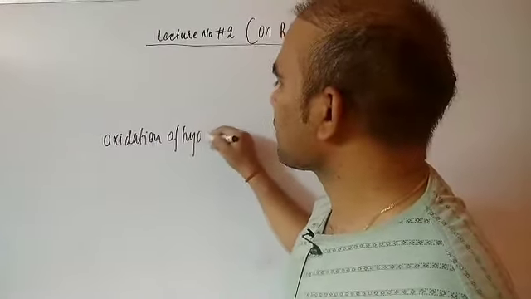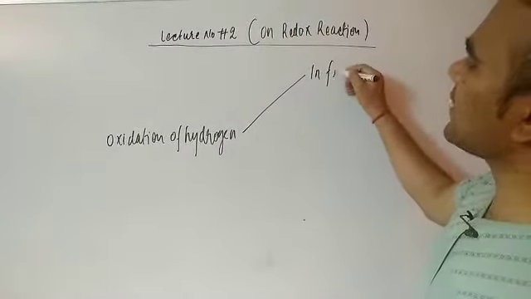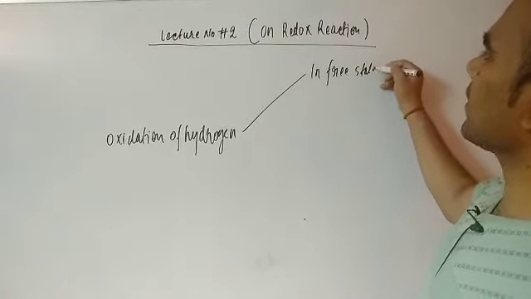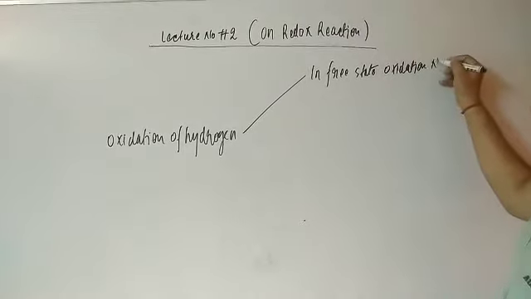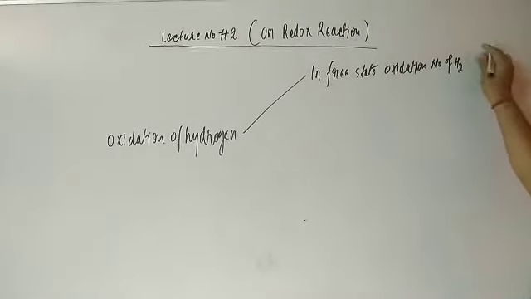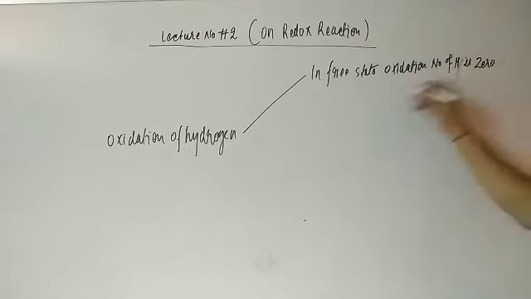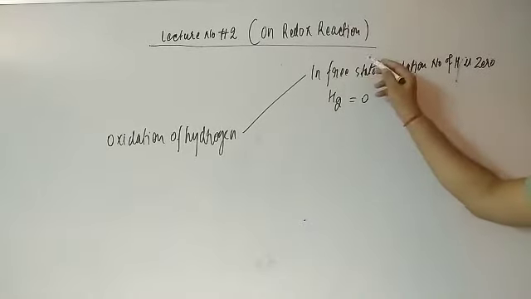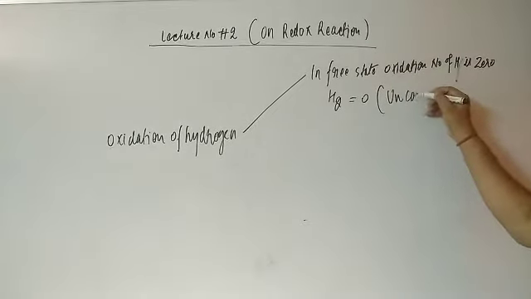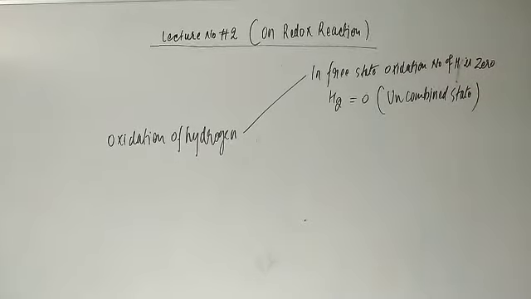Dear students, there are 3 oxidation numbers for hydrogen. In the free state, the oxidation number of H2, hydrogen, is 0. So if it is the free state H2, it will be 0. Free state means what, students? Uncombined state. So if it is in the uncombined state, its oxidation state is always considered to be 0.